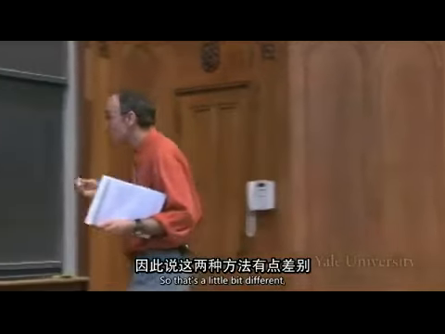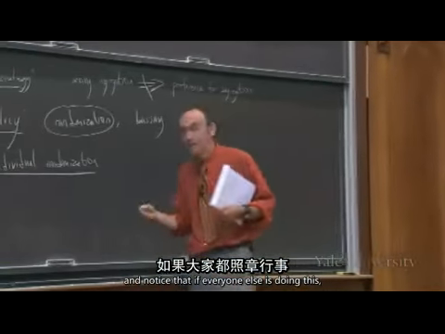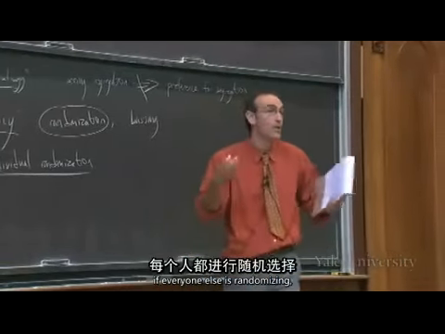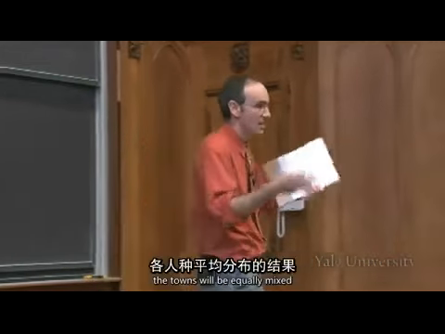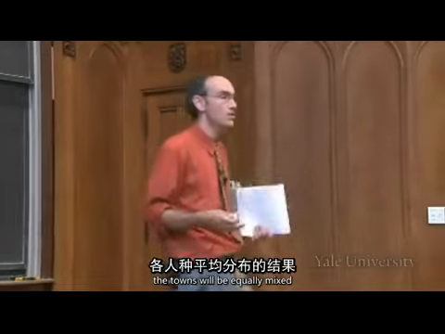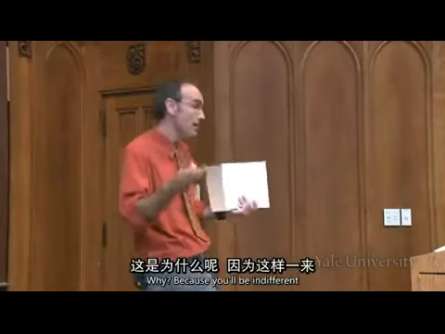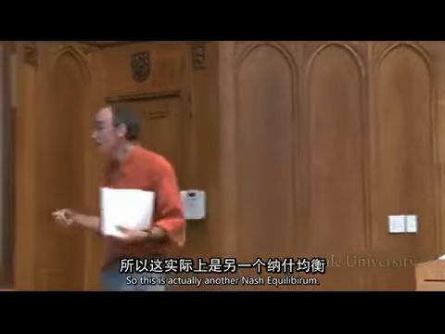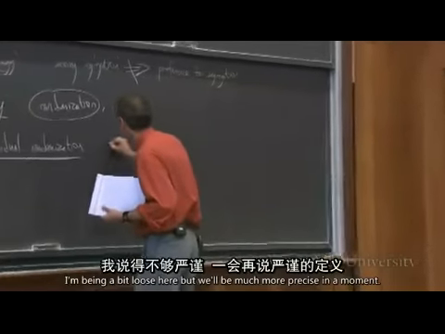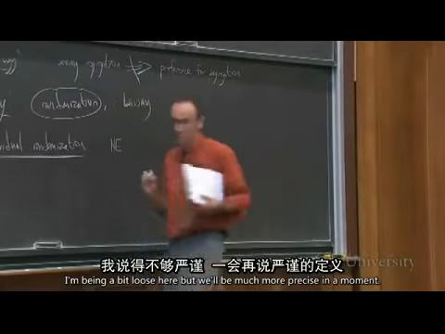So that's a little bit different. And notice that if everyone else is doing this, if everyone else is randomizing, the towns will in fact be, at least asymptotically, equally mixed, and you'll be happy to randomize. Why? Because you'll be indifferent whether you end up in East Town or West Town, so you may as well toss a coin anyway. Right? So this is actually another Nash equilibrium. I'm being a bit loose here, but we'll be much more precise in a moment.